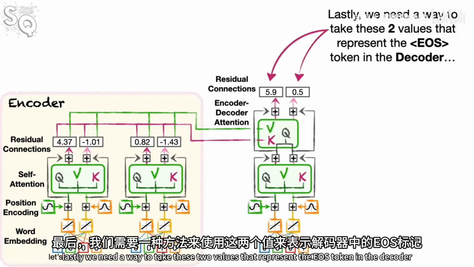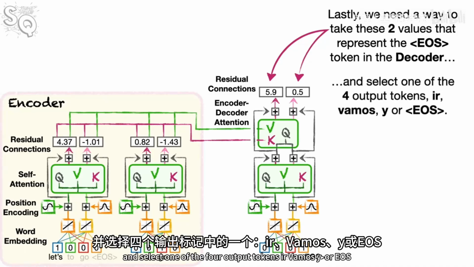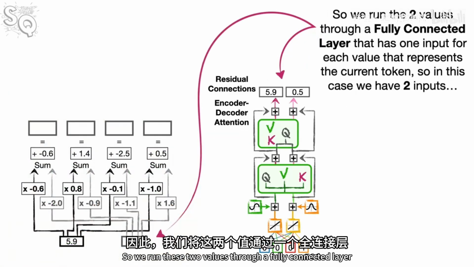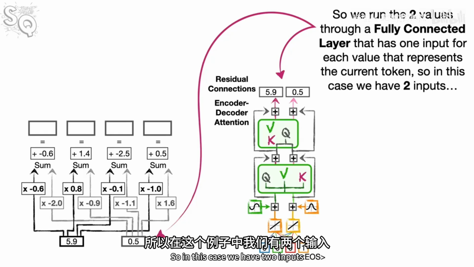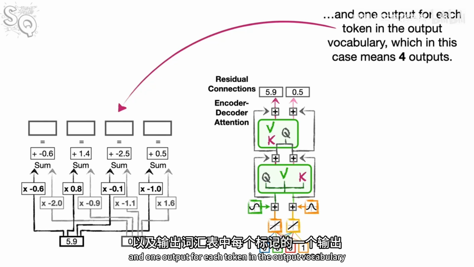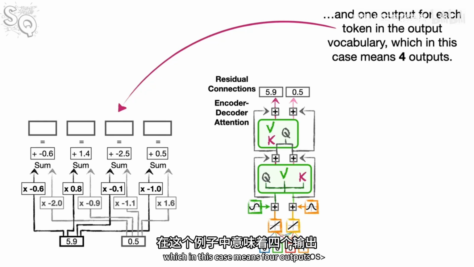Lastly, we need a way to take these two values that represent the EOS token in the decoder and select one of the four output tokens, EAR, VAMOS, E, or EOS. So we run these two values through a fully connected layer that has one input for each value that represents the current token. So in this case, we have two inputs, and one output for each token in the output vocabulary, which in this case means 4 outputs.